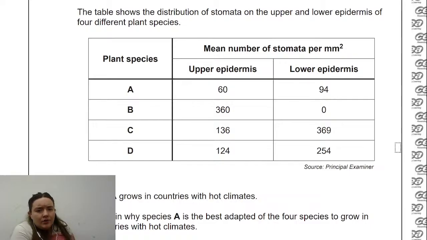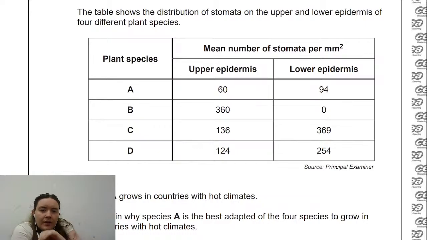Species A grows in hot countries with hot climates. Explain why species A is the best adapted of the 4 species to grow in countries with hot climates. Use the data from your table to support your answer. So this is important, again, where it says use data from the table, it means we have to use information that we were given in the question in the table.